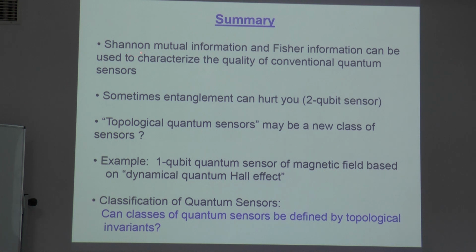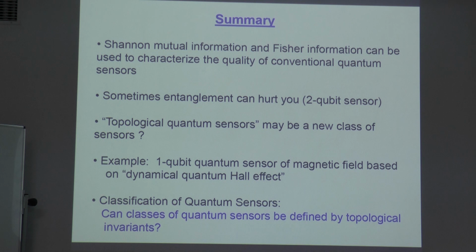So to summarize, you can use Shannon mutual information and Fisher information to characterize the quality of a conventional quantum sensor. These quantities haven't been popular with experimentalists because they don't like to talk about information measures. But I think they're very good measures, especially when you have multiple peaks, like we've shown. And sometimes entanglement can hurt you, like in a 2-qubit sensor. And topological quantum sensors, I think this whole idea needs work, but you can see that there are analogies between these 1-qubit and 2-qubit models. Looking at some of the topological properties of the 2-qubit model would be very interesting.